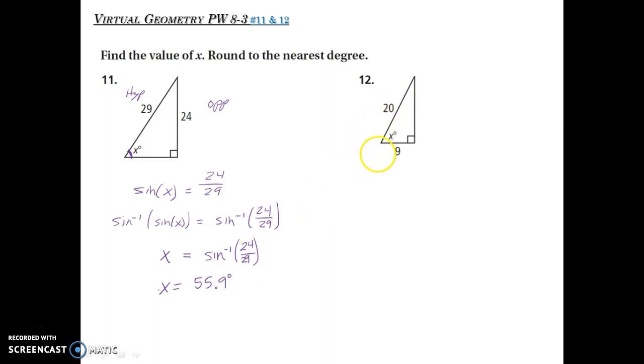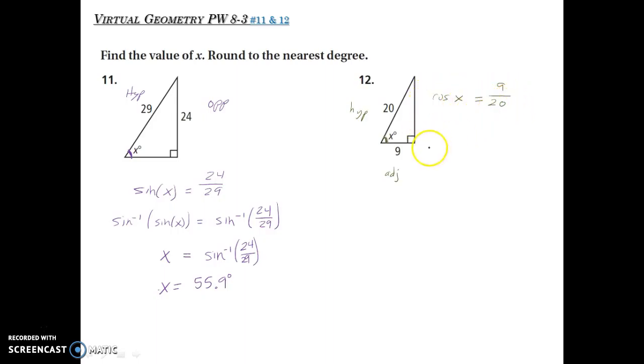Alright, let's have a look at this one right here. So now, from our reference angle, we have the adjacent side, the side that's touching the angle, and the hypotenuse. Adjacent over hypotenuse is cosine. So cosine of x equals adjacent over hypotenuse, 9 over 20.